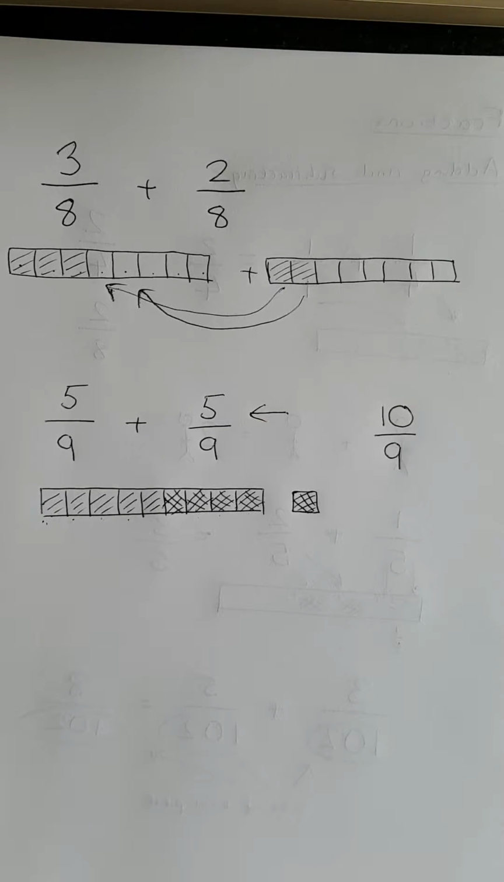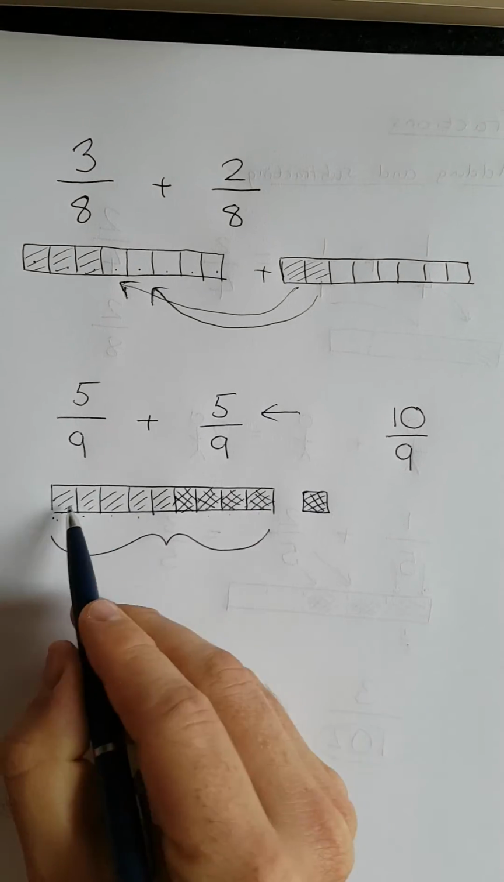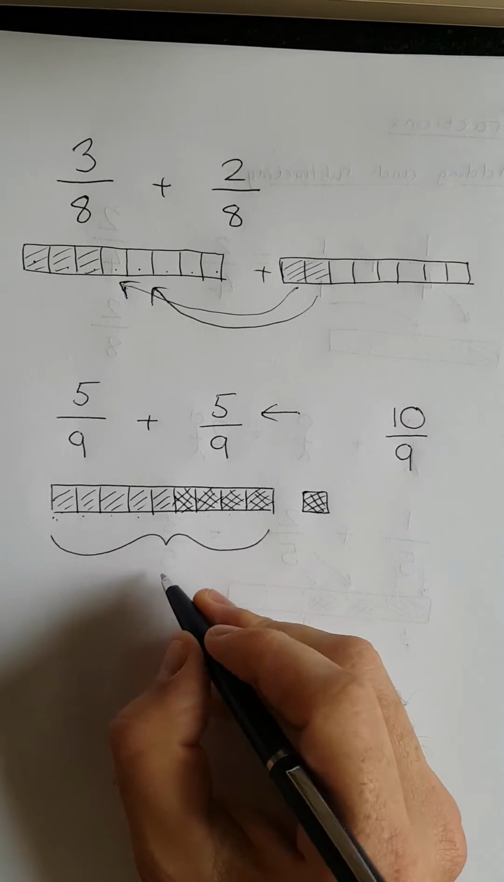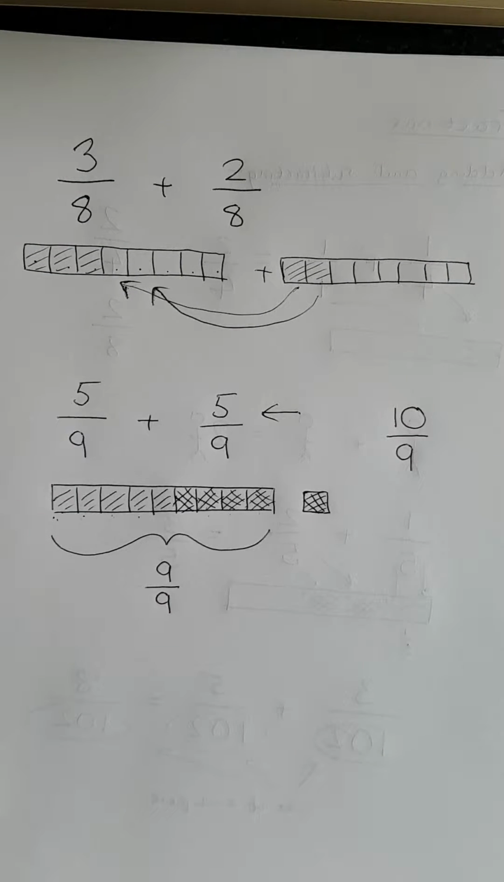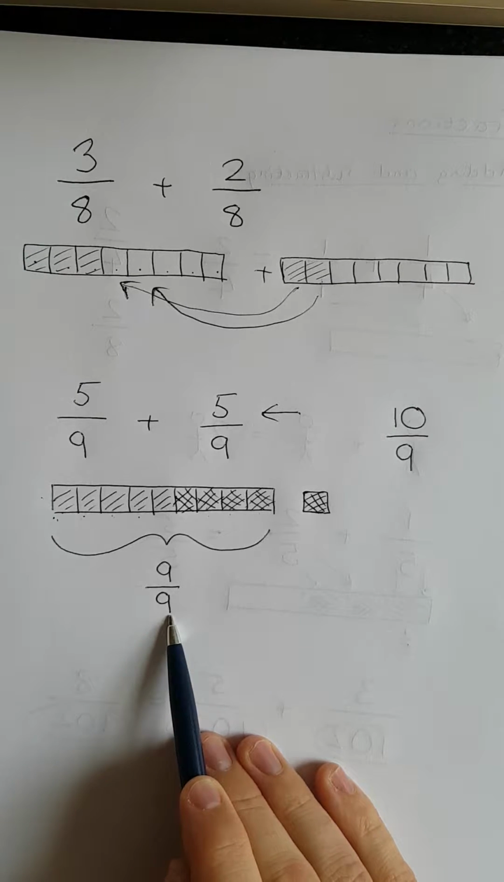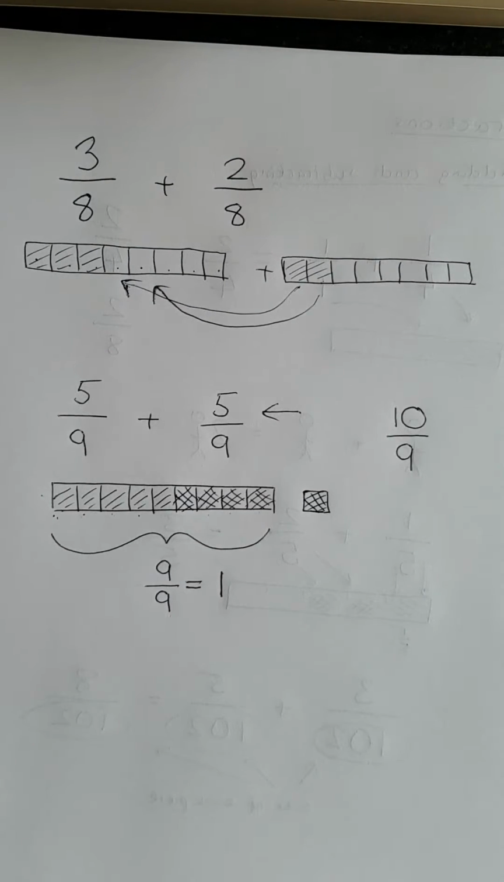Is there another way of writing this then? What would you call this here? It is 9/9. What did we call this length? We called it a whole one. 9 pieces makes up the whole one, and we have 9 pieces. So we can say that is 1.